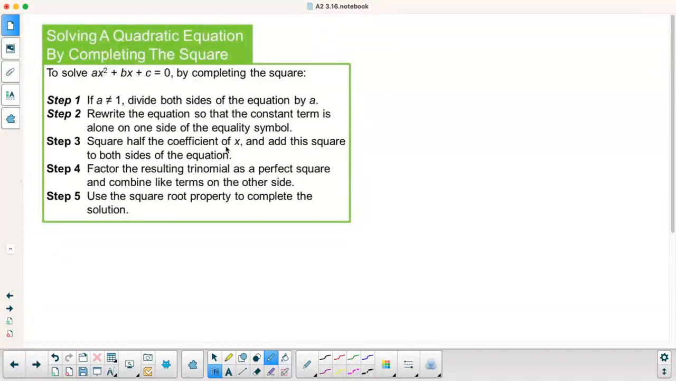You square half of the coefficient of x and add this square to both sides of the equation. That's the step where you're completing the square. And then you factor the resulting trinomial on the left, combine like terms on the right, and then you just square root both sides and use that property to finish it out. So we'll go through a couple of these.